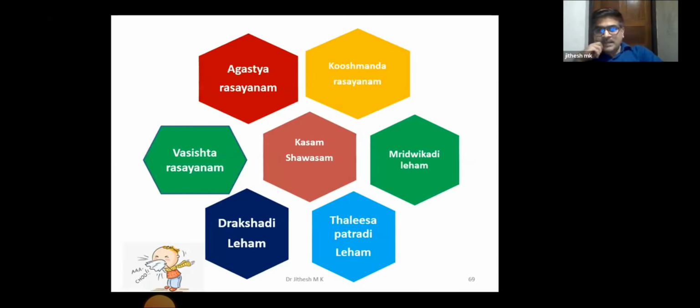So there are so many avalehas in the markets. There is Agastya Rasayanam, Pushmanda Rasayanam, Mridugadi Lehyam, Talisamutradi Lehyam, Drakshadi Lehyam, then Vasishta Rasayanam. These are some of the lehyas which have indication in Kasa and Swasa. Where do we have to give Agastya Rasayanam? Where do we have to prescribe Mridugadi Lehyam, Drakshadi Lehyam, Pushmanda Rasayanam? That we will see now.